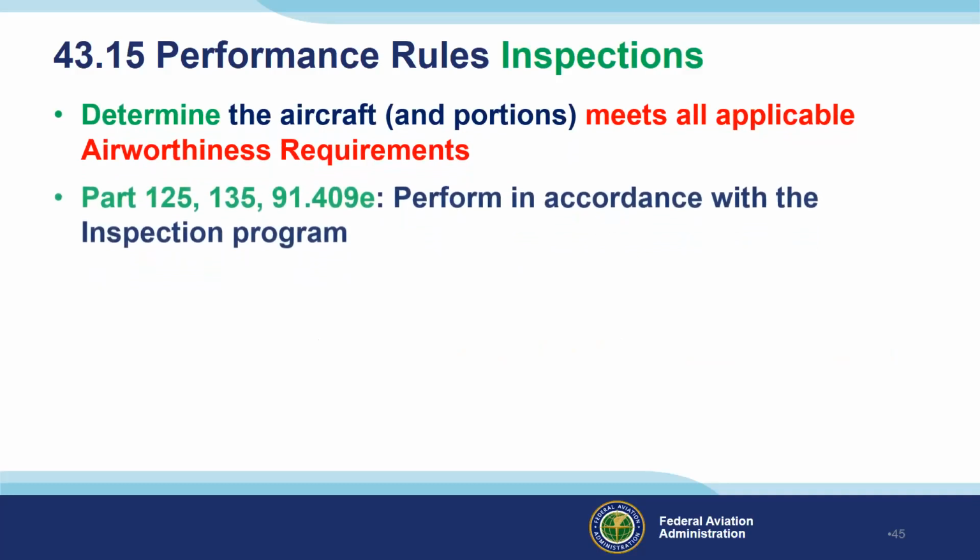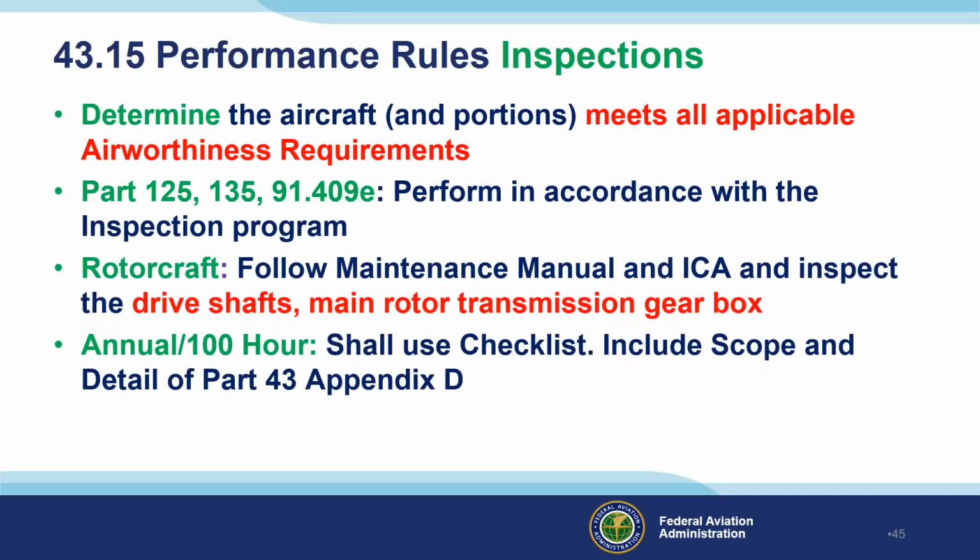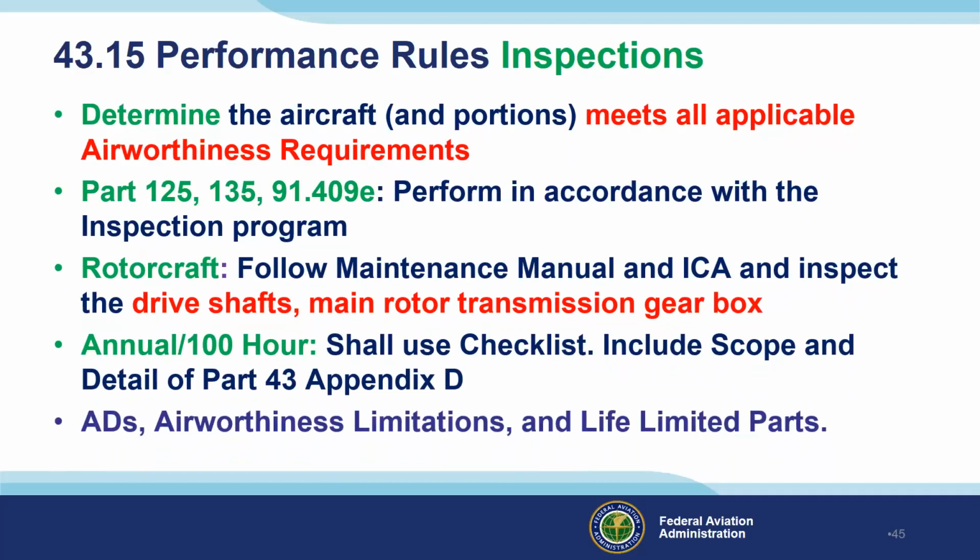Now there's additional performance rules for inspections. It says that you'll determine the aircraft and portions meets all applicable airworthiness requirements. I should have capitalized the word all, but I do want to emphasize that. Part 125, 135, and aircraft under 91-409E, inspections are performed in accordance with the inspection program of the carrier.